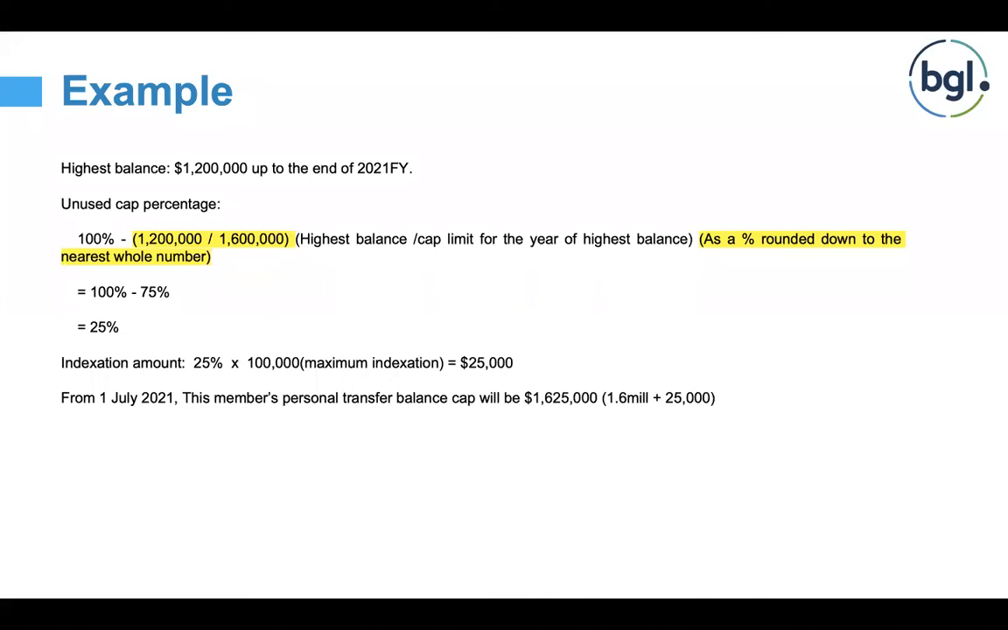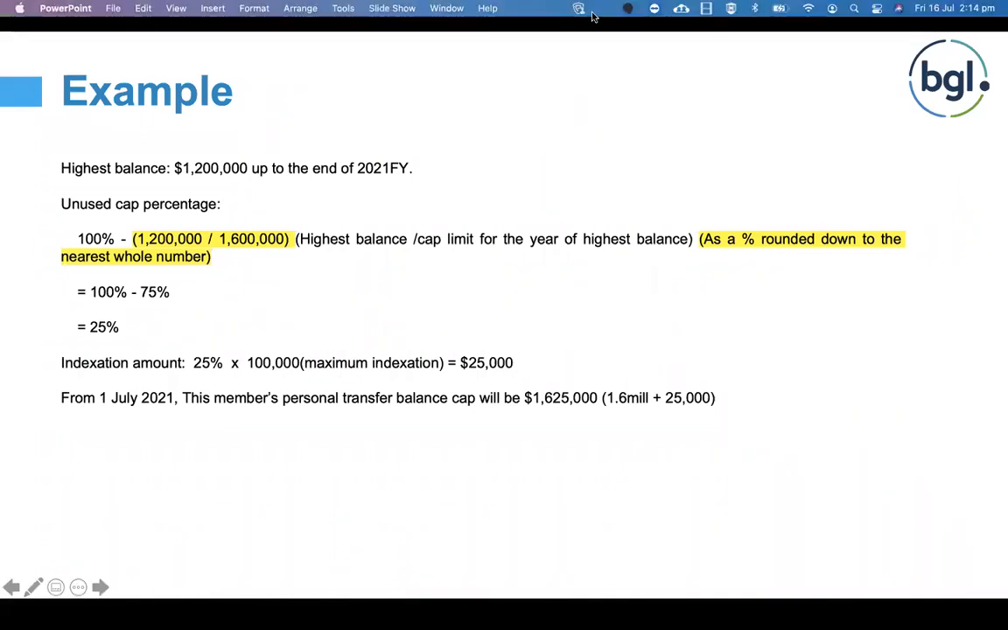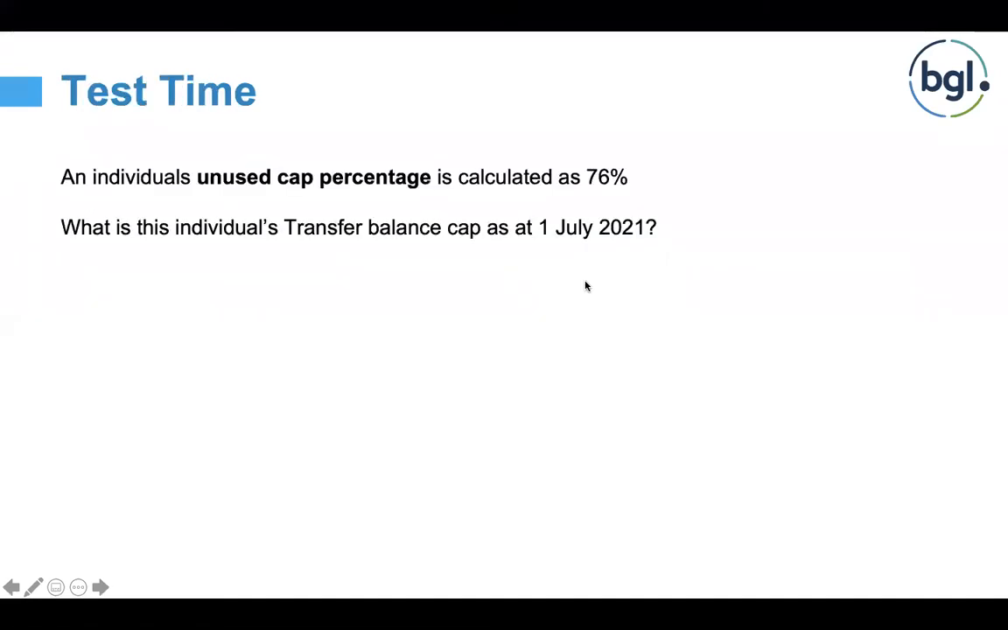So from the 1st of July, 2021, this person's transfer balance cap will be $1,625,000. Okay, so hopefully that makes sense. That's the formula, and that's the formula that we'll use within the software itself. Now, another test. Hopefully everyone understands it, and hopefully the message has come across. I'll launch this example shortly.